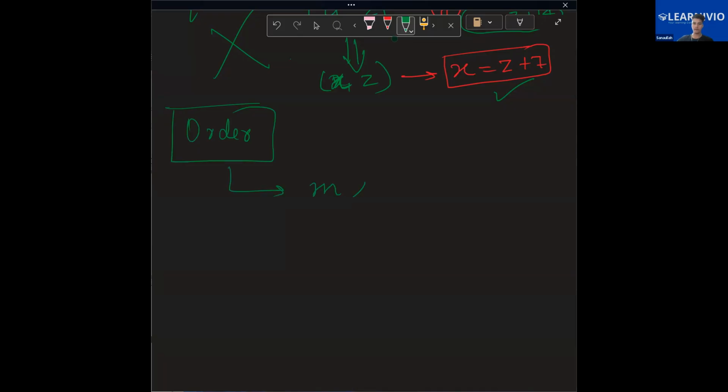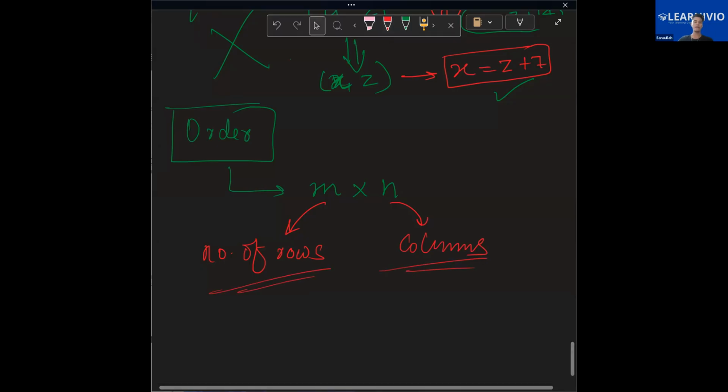For order m cross n, this m is the number of rows and n is the number of columns. Right? This is very basic.